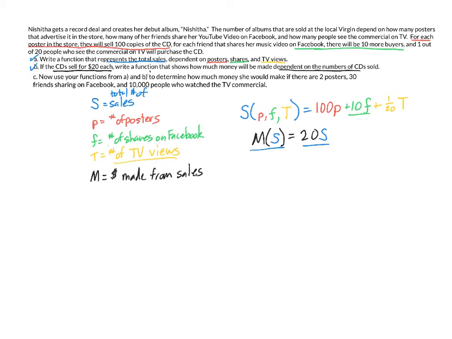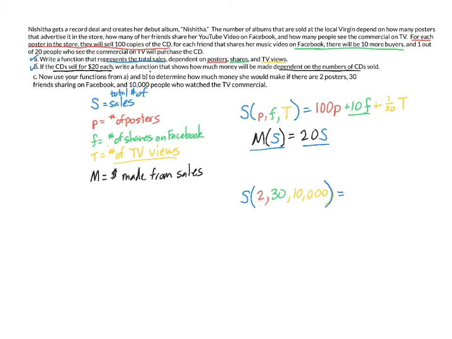All right, now I'm on letter C. Letter C is, now use your functions from A and B to determine how much money she would make if there's 2 posters, 30 friends sharing, and 10,000 people who watched the TV commercial. Okay, so we're going to go ahead and first we're going to find the number of sales. So the number of sales is dependent on the number of posters, which it says is 2, the number of friends sharing, which is 30, and the number of people watching the TV commercial, which it says is only 10,000. Must not have been a very popular channel.